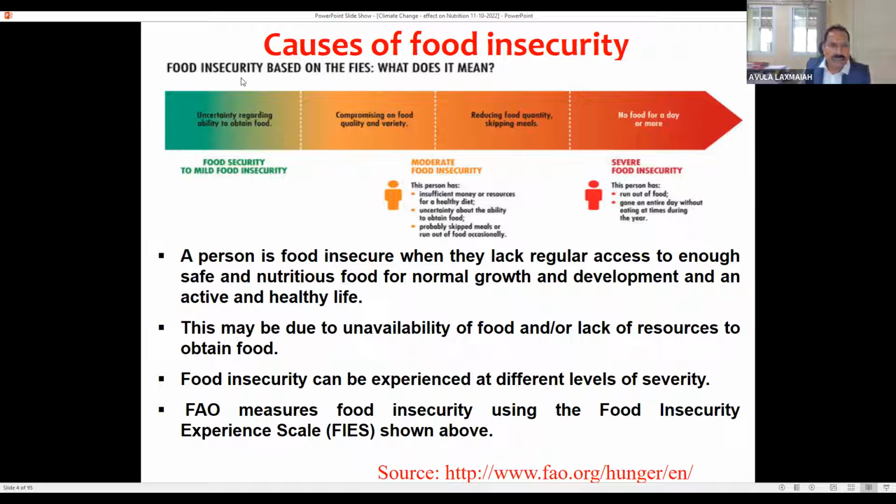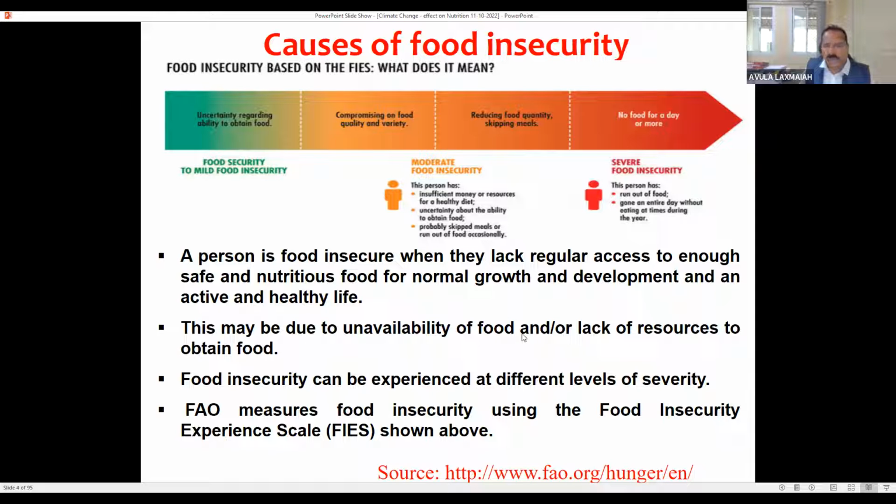So for the causes of food insecurity, they have given four major grades: the uncertainty regarding the ability to obtain food, compromising on food quality and quantity, reducing the food quantity and skipping meals, and no food to eat for a day. So this is divided into three categories of food insecurity, the last one being severe food insecurity. What that means is a person is food insecure when they lack regular access to enough safe and nutritious food for normal growth, development, and an active and healthy life.